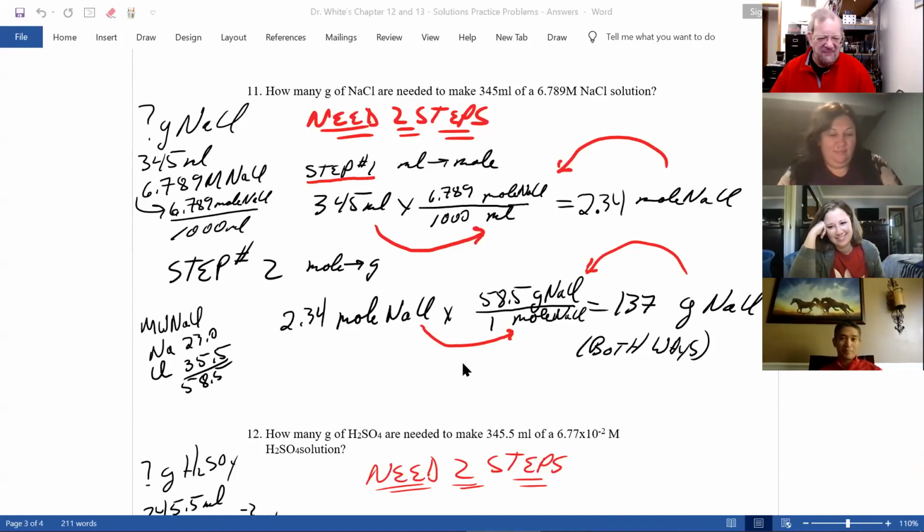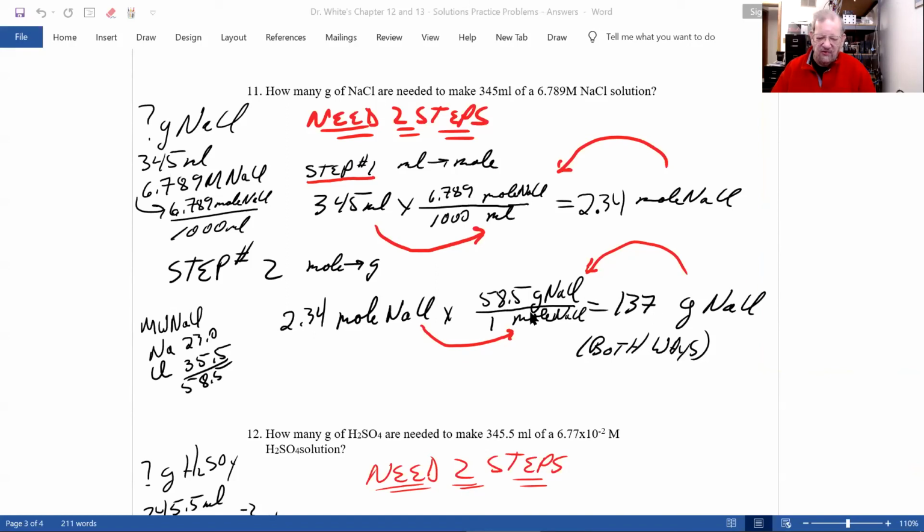Thank you, everybody. And using my good buddy, grams goes on top, moles go underneath. Where do I get those numbers? 1 mole of a compound equals its molecular weight. The molecular weight of sodium chloride is the sum of the atomic weights. And here we are, with the exact number 1 mole, and there's my final answer.